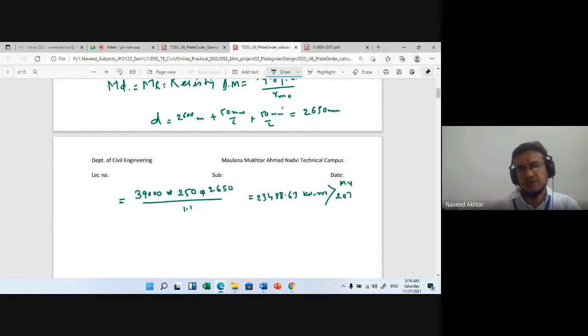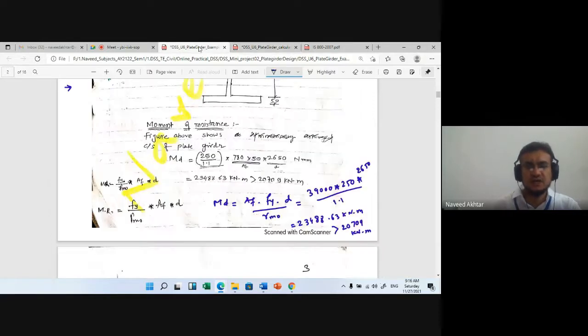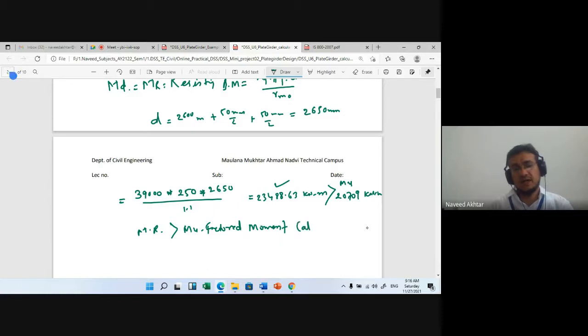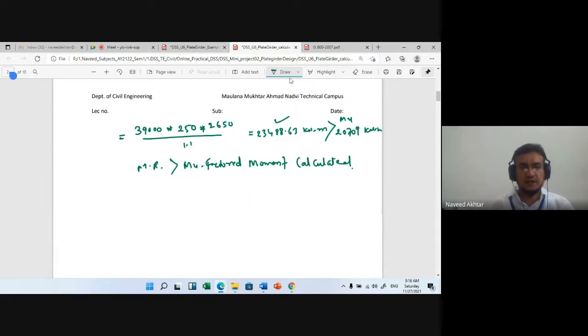That is the MR, and you can see that MR is greater than MU. MU is 20709 kilonewton meter, as we have calculated earlier. So this one is larger. So you can say that the moment of resistance MR is okay as per the factored moment MU. We have already calculated the factored moment. This we have already done.